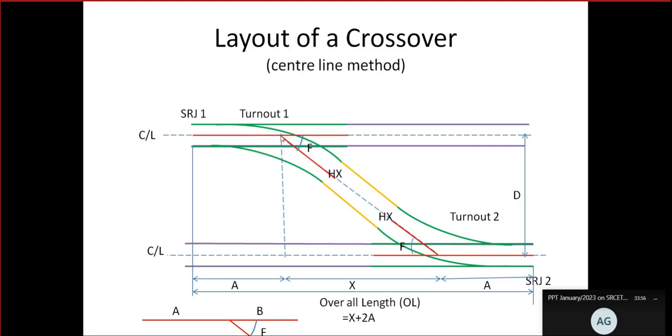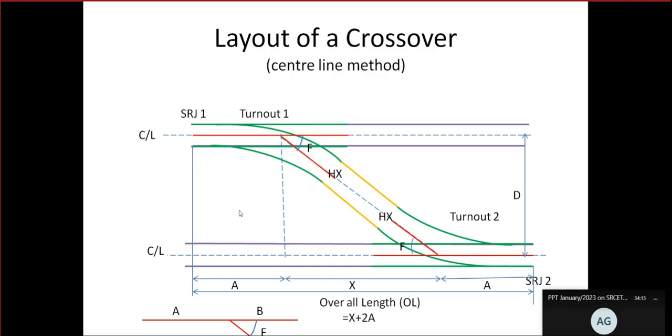But this is not a crossing actually. This is a point of intersection. Our nose of crossing is somewhere here. So the angle will be F, because this line is parallel to this line, which is parallel to this line. So automatically this angle will be equal to this angle. This is central line representation actually.